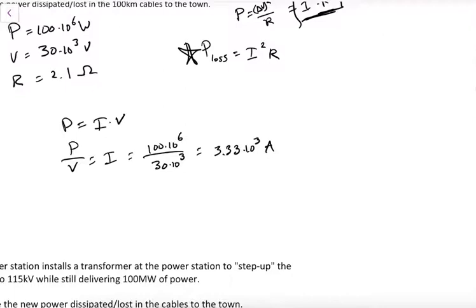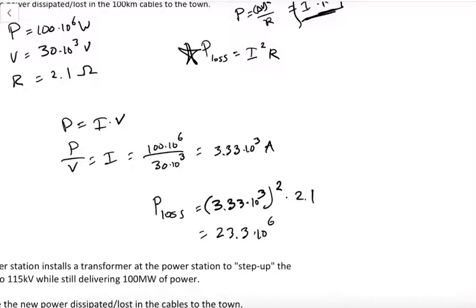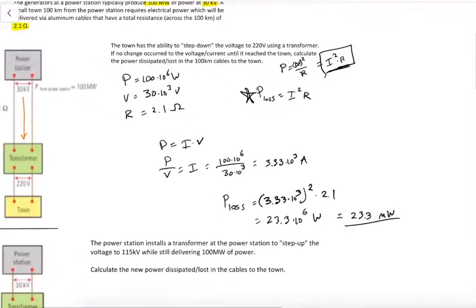Now we can actually use our power loss equation. And that's 3.33 times 10 to the 3rd, that gets squared, and that's multiplied by 2.1. So in this equation, you can see how important the current is because it gets squared. So this is going to give us a rather large number, 23.3 times 10 to the 6th watts, or 23.3 megawatts. So there's a power loss of 23 megawatts.